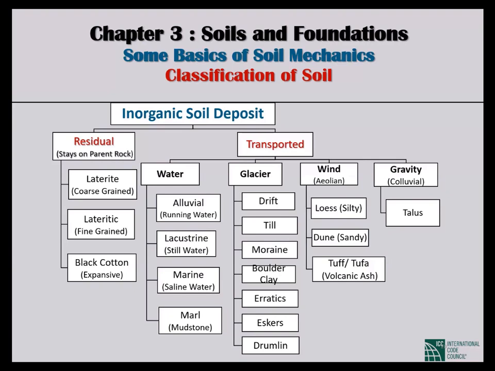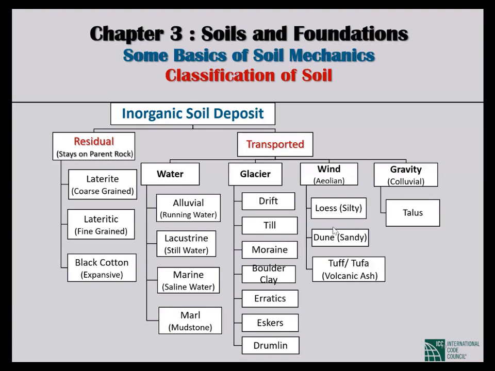Depending on the grain size, as you know, the soil can be classified as gravel, sand, silt, and clay. So for the time being, I'm using these words, but later on we'll be discussing the particle size. Whenever the particle size is silty, we call it loess, and if it is sandy, we call it dune, and if it is volcanic ash, we call it tuff.